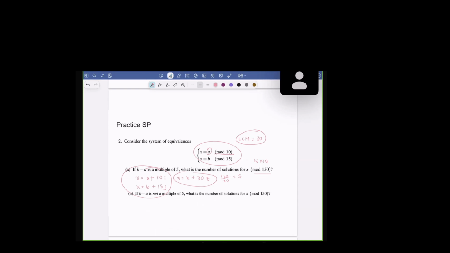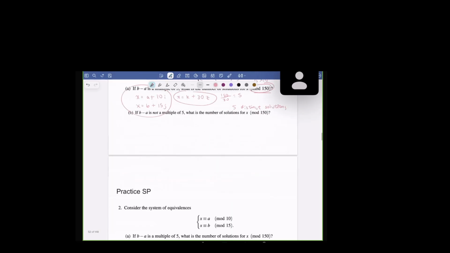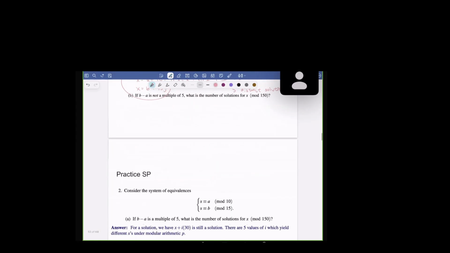The main idea here is just finding the least common multiple, then taking the total modulus and dividing it by the least common multiple, and it's 5. So we can have 5 distinct solutions. I think the solutions down here might do a better job of explaining. Essentially, if you have one solution, when you add 30 to it, it would still also be a solution. And there are 5 ways to do that within modulo 150. So that's how they proved it.